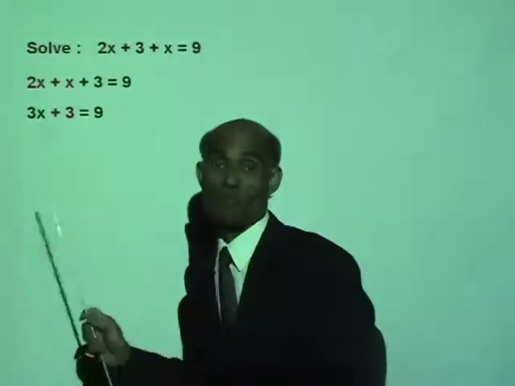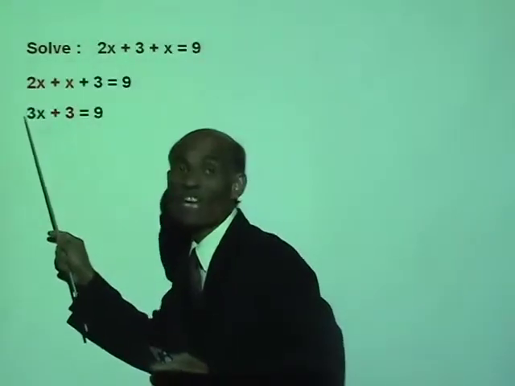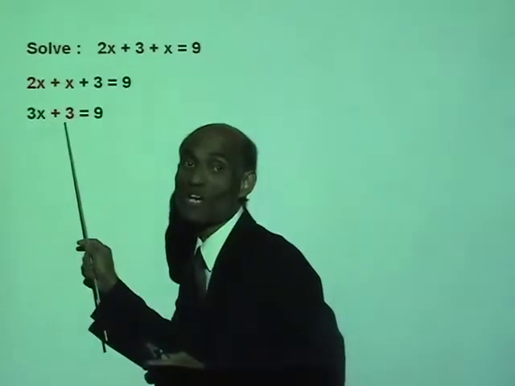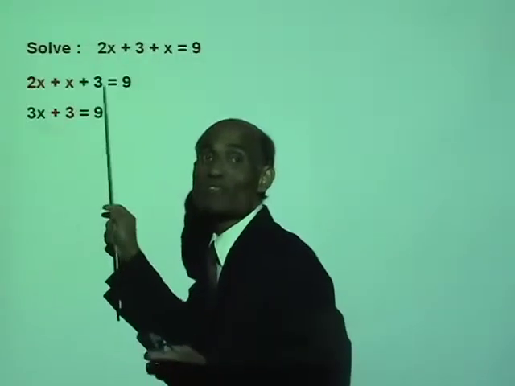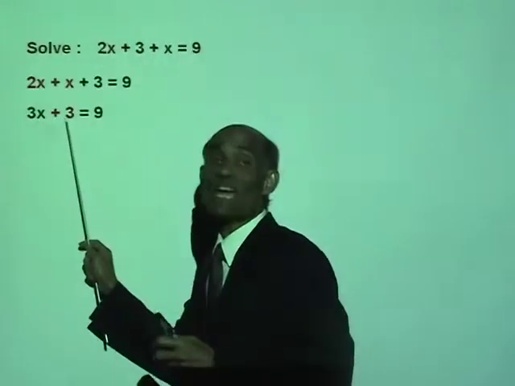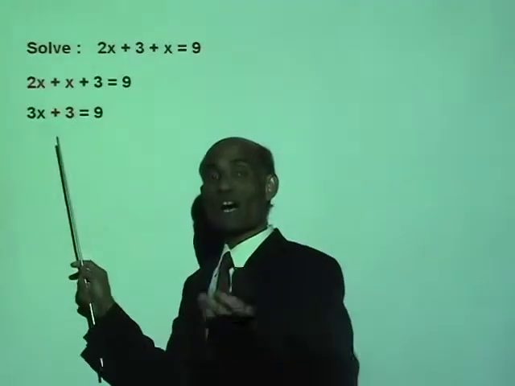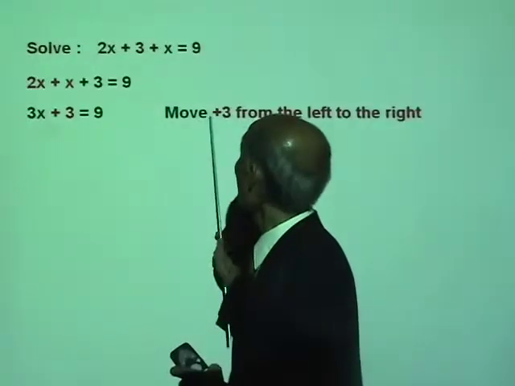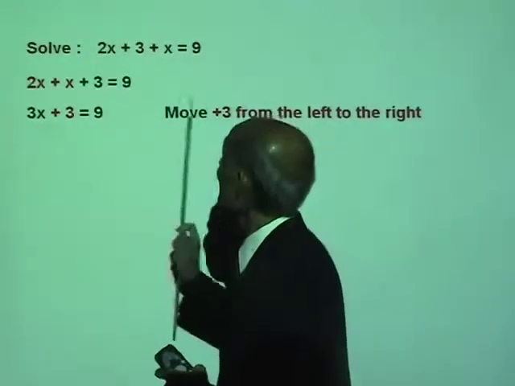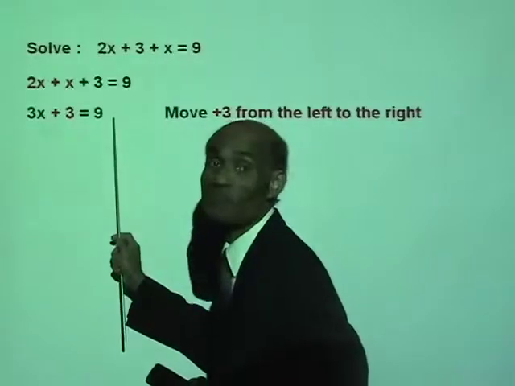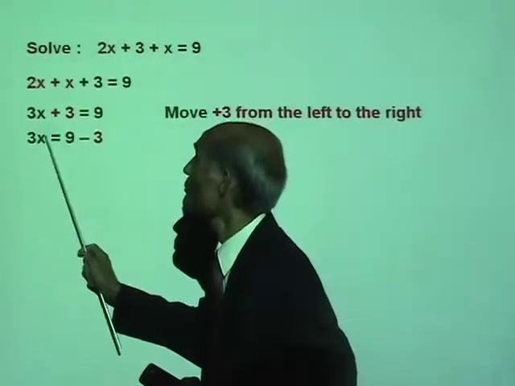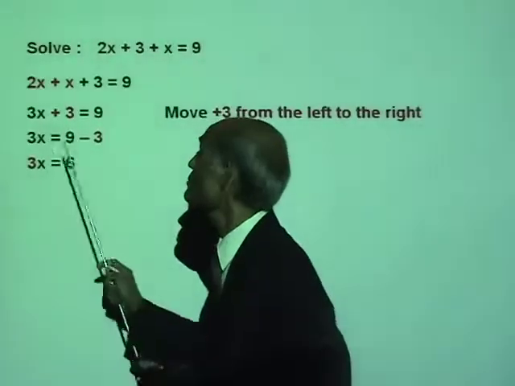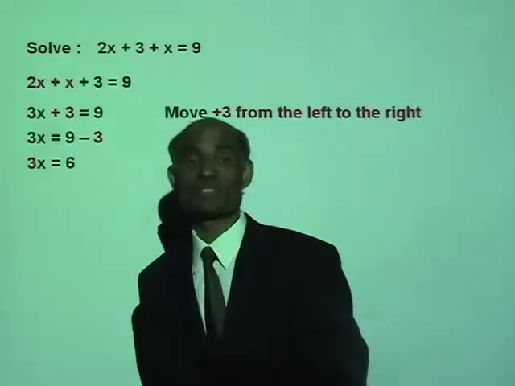Now what do we do? We want the term in x alone on the left. We don't want this plus 3 on the left. Take it to the right side. When you take a term from one side to the other, it will change sign. So move plus 3 from the left to the right, it will become minus 3. So 3x equal to 9 minus 3. And that is 3x equal to 6.